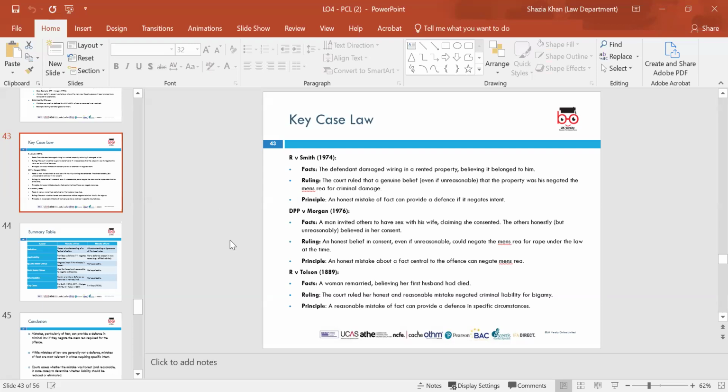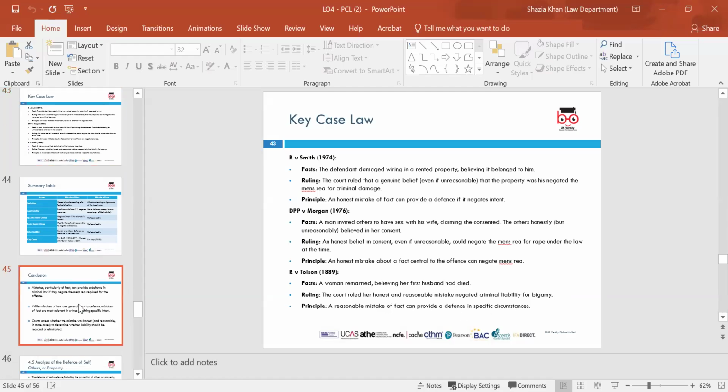The final case is R v Tolson, 1889, where a woman remarried believing her first husband had died. The court ruled that her honest and reasonable mistake negated criminal liability for bigamy, and the principle: a reasonable mistake of fact can provide a defence in specific circumstances.